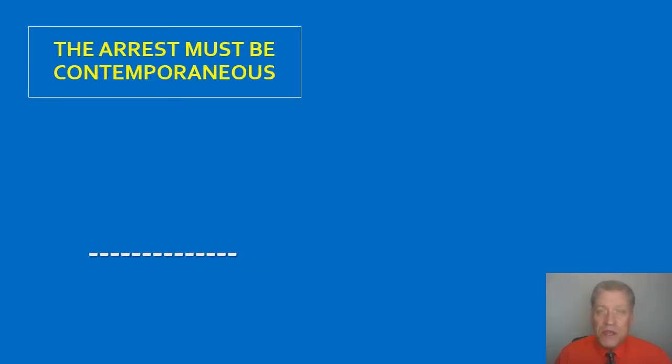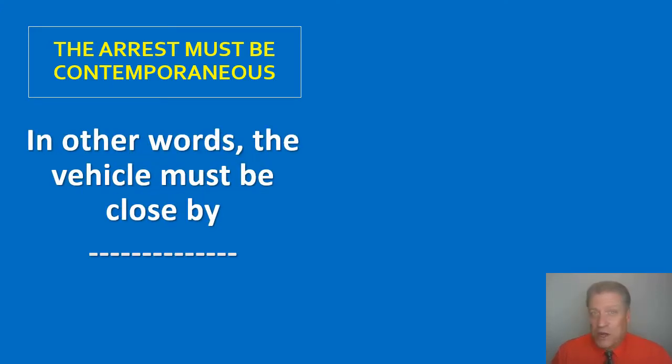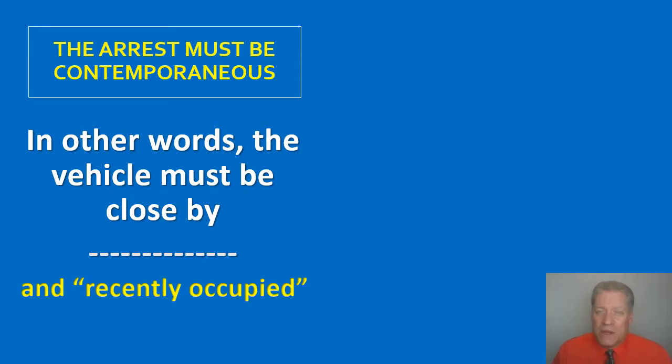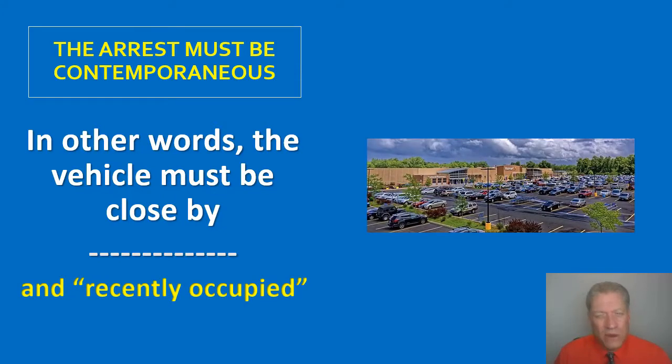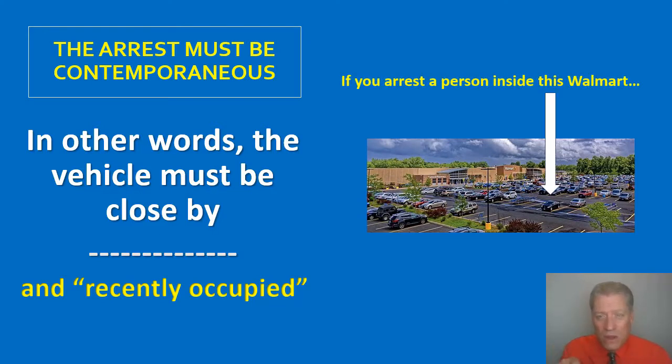The arrest must be contemporaneous. Well, what does that mean? The vehicle must be close by, and it must be what's considered recently occupied. Now let me give you an example. Here's a Walmart. If you arrest somebody inside this Walmart, but that's where their car is parked, don't search it incident to the arrest. It's not contemporaneous. All right? It just isn't, and that search is not going to be considered lawful.